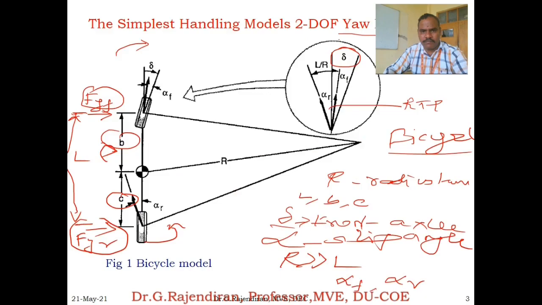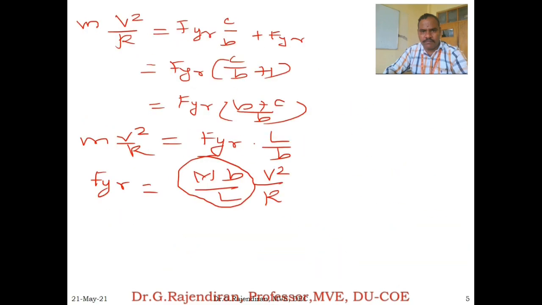The load portion is carried by the rear wheel. For example, you can take it as W by g. Clear? If you are taking mass m equal to W by g, correct? W is equal to mg, then m is equal to W by g. So if you are taking it in terms of W, this is equal to WR by g.